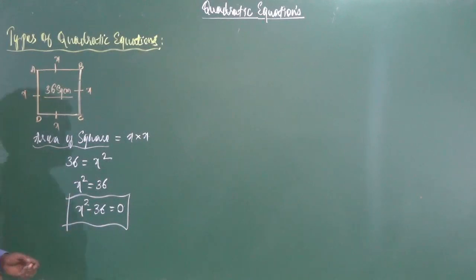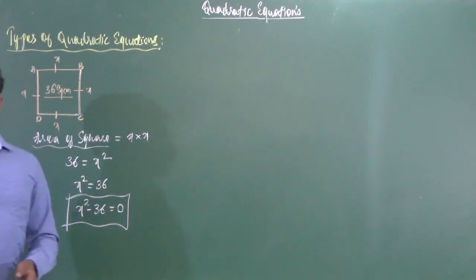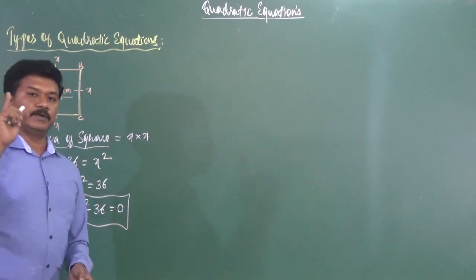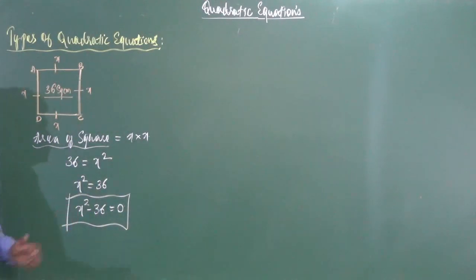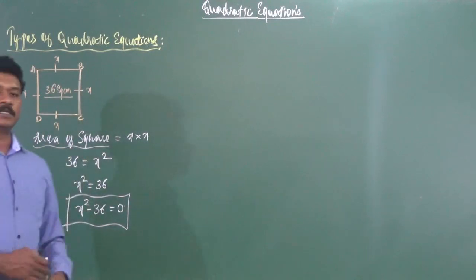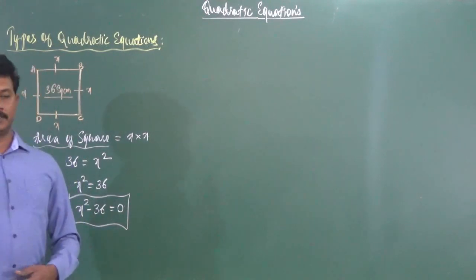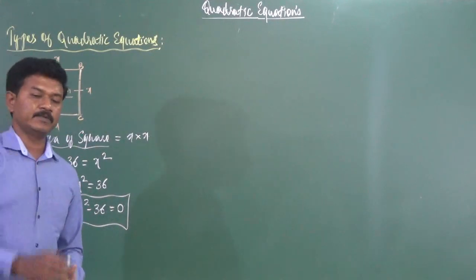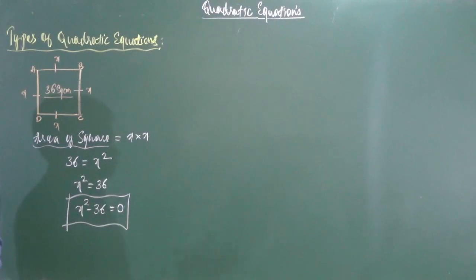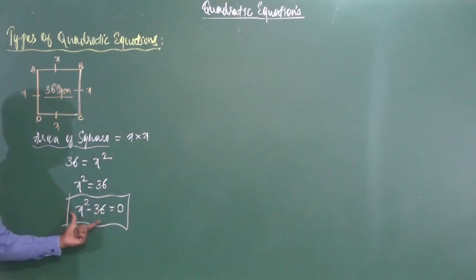According to the definition we learned in the previous session, any equation with a variable of degree 2 is called a quadratic equation. That was the definition we learned yesterday. Here also I have an equation with variable x and its degree is 2. Can we call this a quadratic equation or not? We can call this a quadratic equation, but a special name is given to this type of quadratic equation. They are called pure quadratic equations.